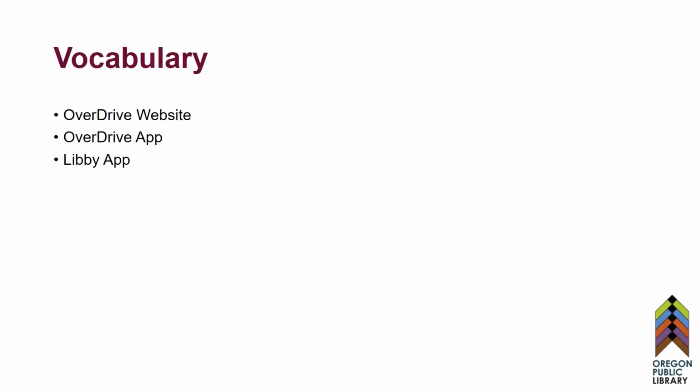The very first thing I want to talk about is some vocabulary, because throughout the presentation there may be some questions about how something is on the website, or on the Libby app, or on the Overdrive app. These are three separate things. Overdrive is the overall product. Overdrive is the company that provides the ebooks and audiobooks that you can download. And they have a main website that you can do everything from if you want.